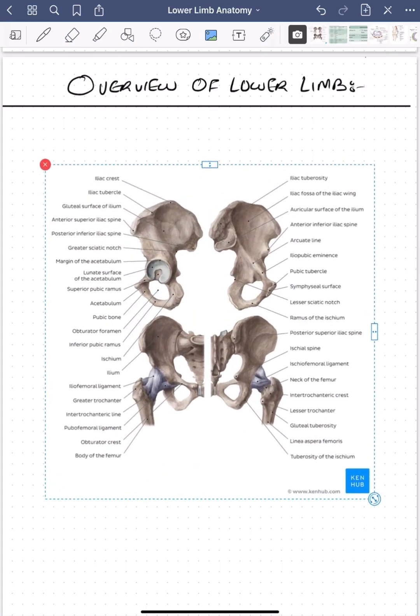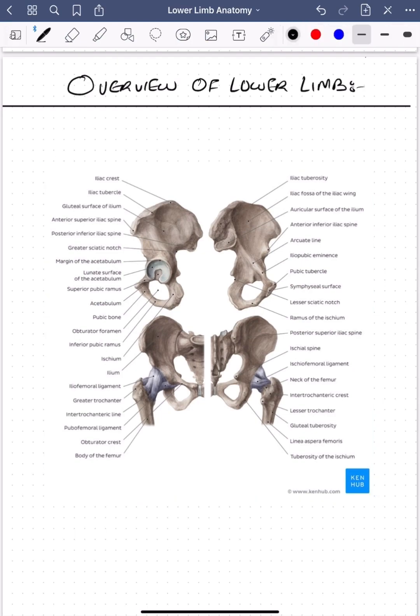So we all know the basics. It has three parts: the ilium, ischium, and the pubis. Now, other important landmarks in the pelvis bone: the first one is the iliac crest, which is the superior structure here. Okay, and in this diagram, the iliac crest. The next important feature we must know is the anterior superior iliac spine.